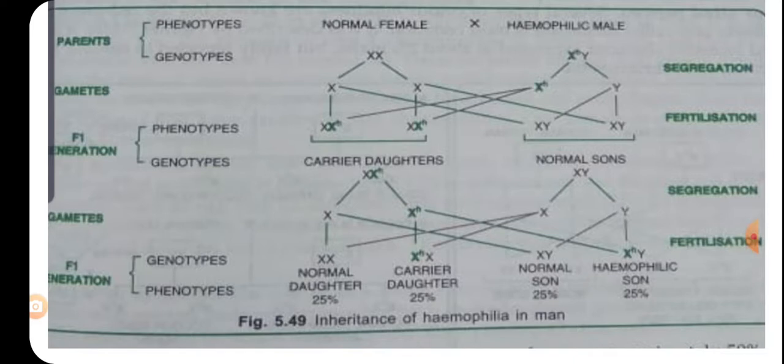In the case of the normal daughter, one X chromosome comes from the mother and one from the father, so both are normal X chromosomes. In the case of the carrier daughter, one normal X chromosome comes from the father, but one hemophilic X chromosome comes from the mother. In the case of the normal son, the normal X chromosome comes from the mother, and in the case of the hemophilic son, the hemophilic X chromosome comes from the mother.